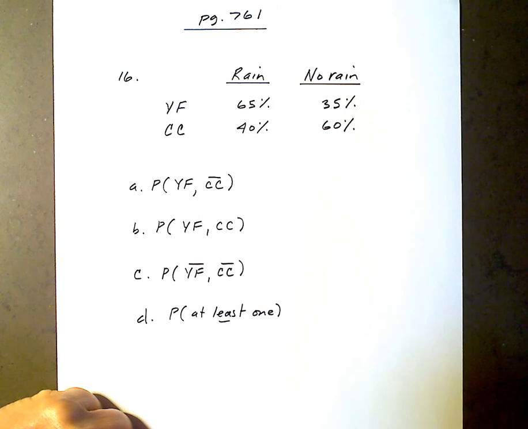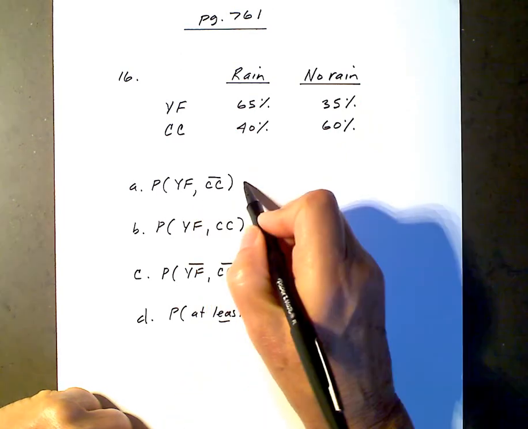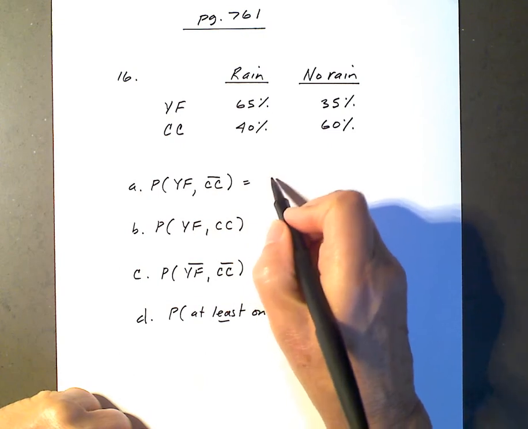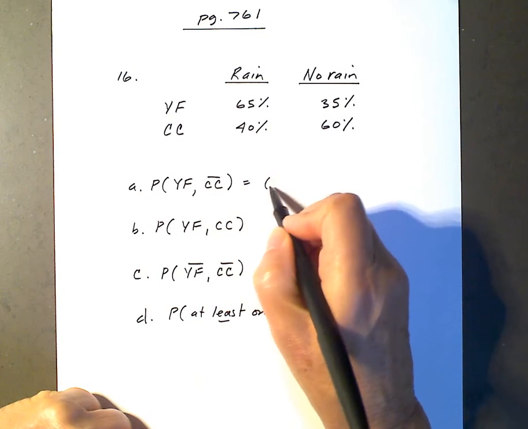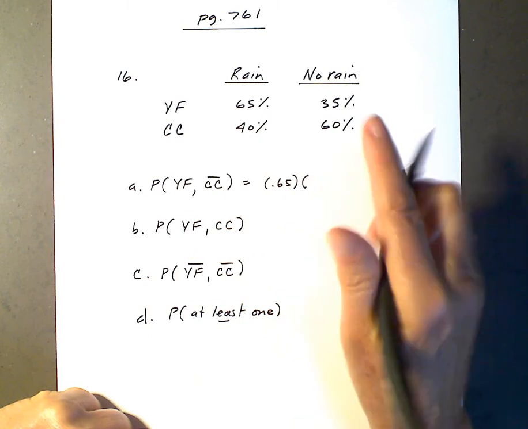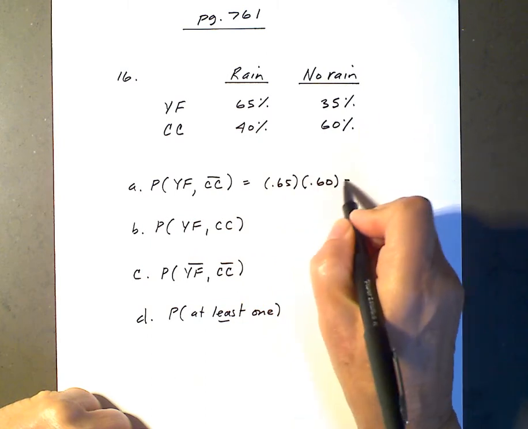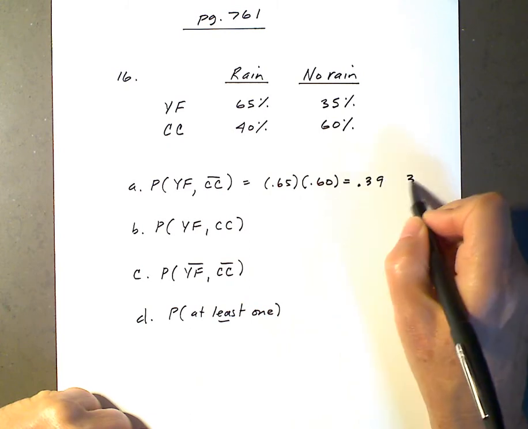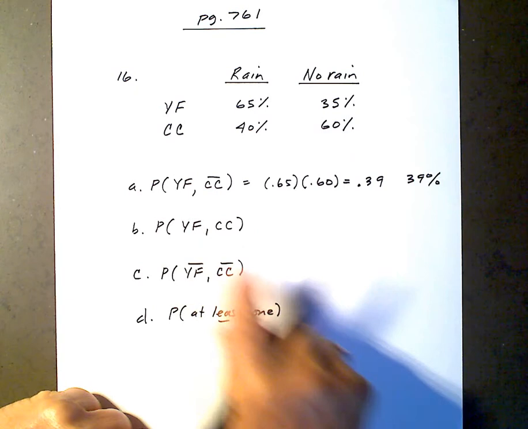So in part A, we're supposed to find the probability that it rains in Yellow Falls but not in Copper Creek. So we multiply those two probabilities together. Rain in Yellow Falls is 65%, and times not raining in Copper Creek is 60%. So we get 39% chance that it will rain in Yellow Falls but not Copper Creek.